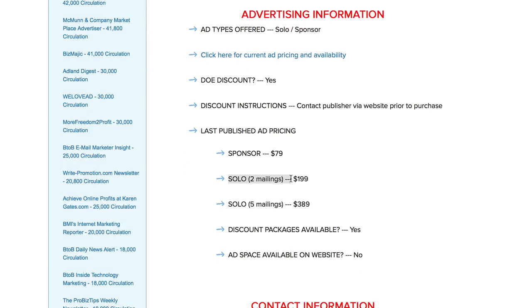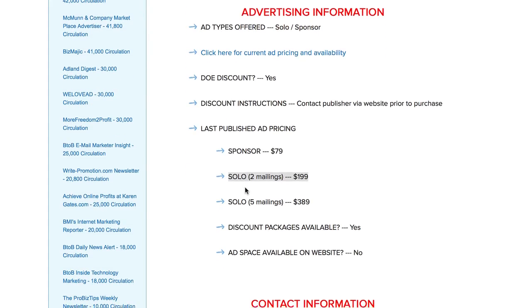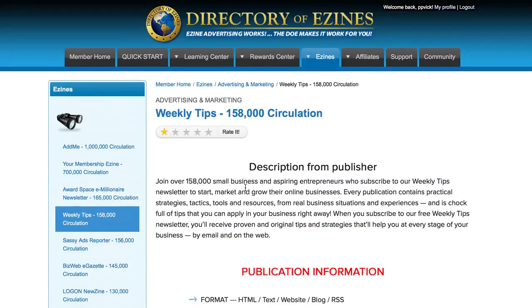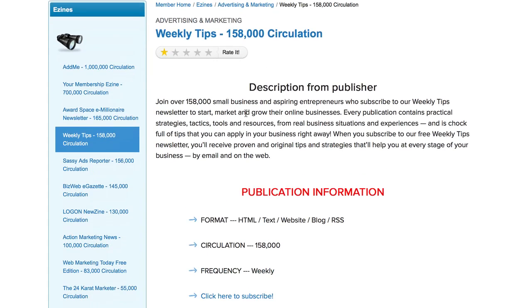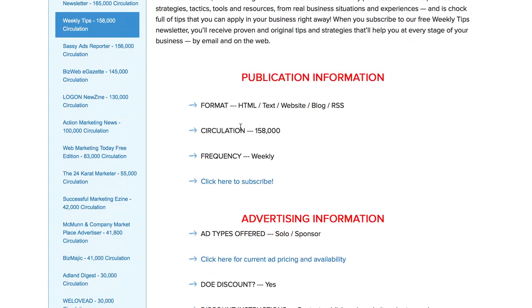And here are the prices, okay? So 2 solo ads for $199. So, one solo ad is $100. So check it out. This publication here has 158,000 circulation, okay? And so you pay $100 to send out your ad to 158,000 people, okay? And again, Charlie did all the groundwork. He contacted, he maintains it. That's his baby, like I said, right?